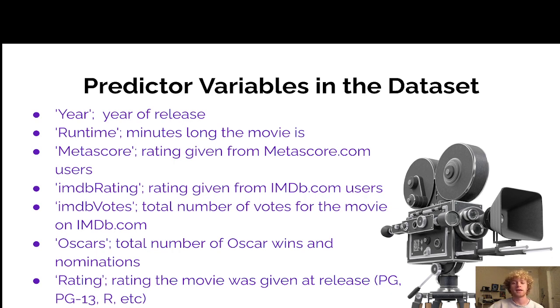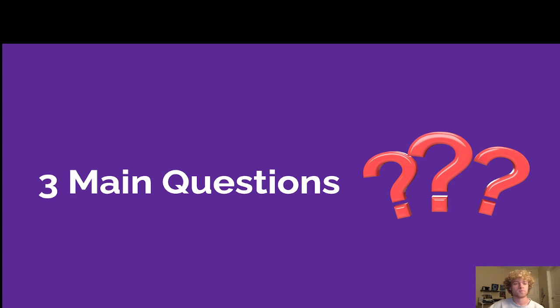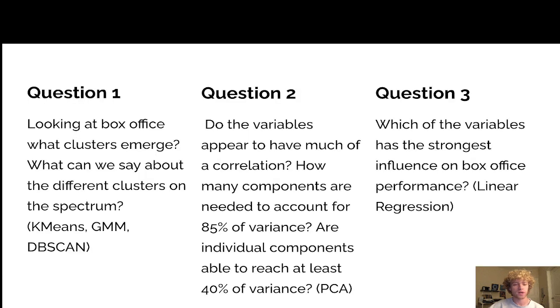And I have 3 main questions. To start, looking at the box office, what clusters emerge, so breaking down K-means, GMM, and DBSCAN. Question 2 is, do they have much of a correlation? And using PCA, how many components do I need to get to 85% variance? And can I get any individual variable to account for at least 40% of variance? And for the last question, using linear regression, which of the variables has the strongest influence on box office specifically?